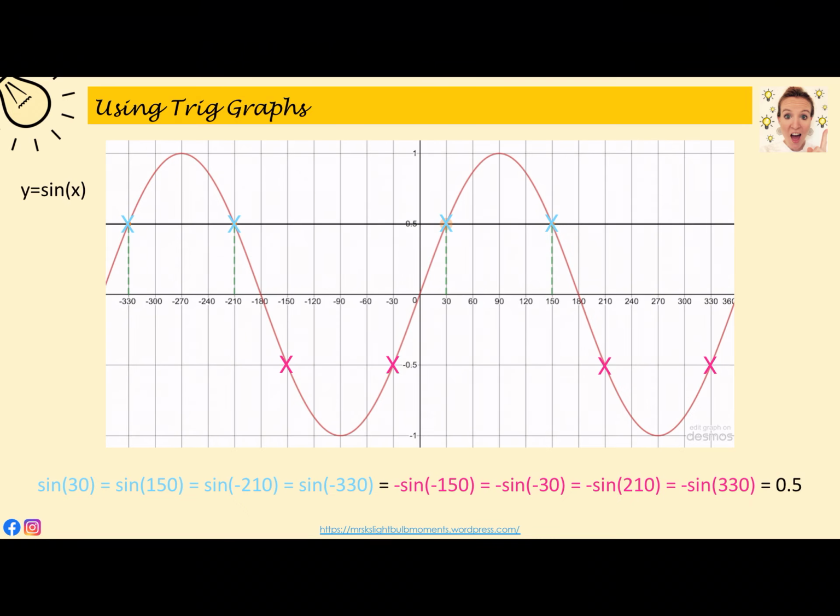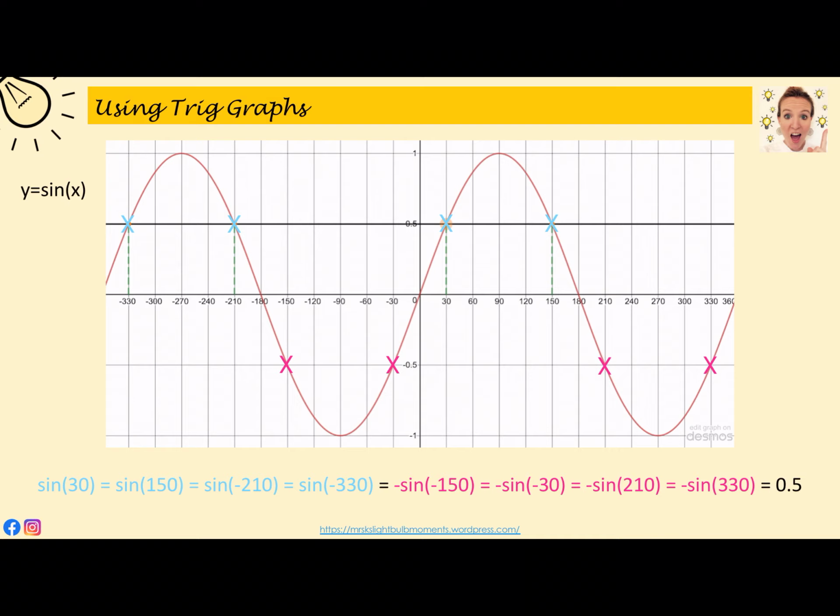This is basically what we've just done on the previous slide, but I wanted to show you. Look at the bottom where I've written sine 30 is equal to sine 150, which is equal to sine of minus 210, which is equal to sine of minus 330. So those are all the blue crosses at the top of my screen. And it's just saying if you plug in any of those to your calculator, you will get the same answer, which is a half. Okay, they're all on that line.